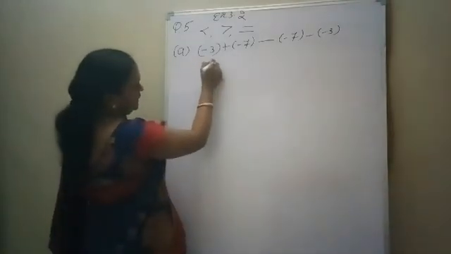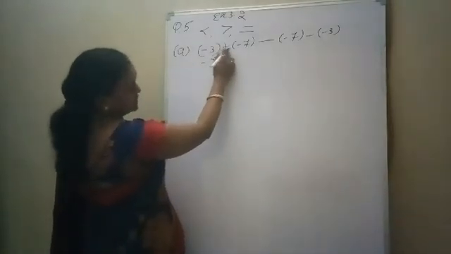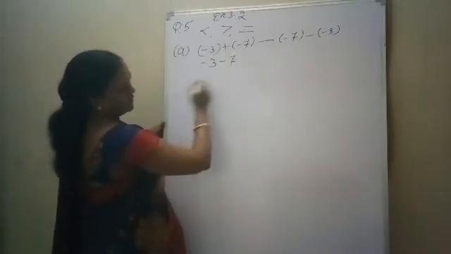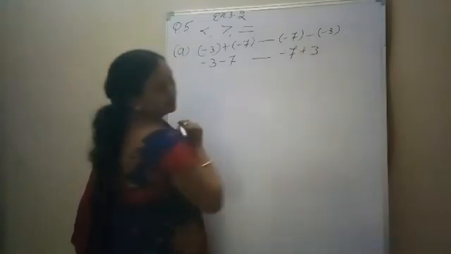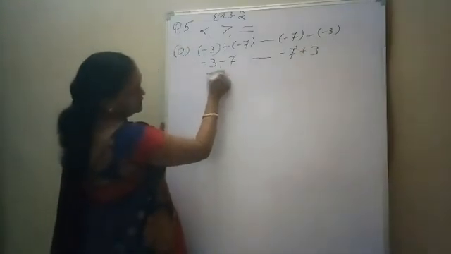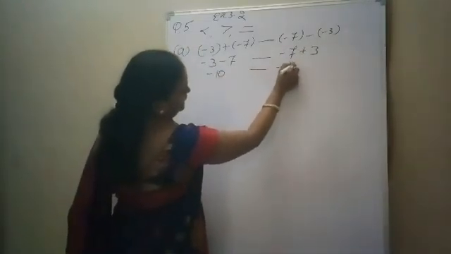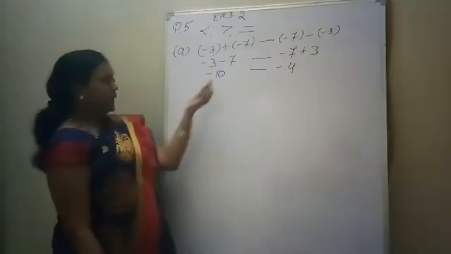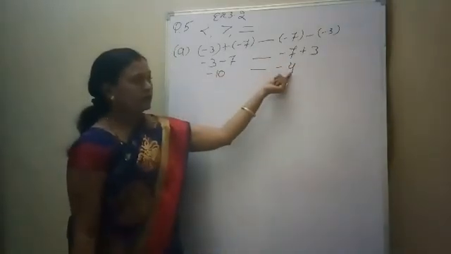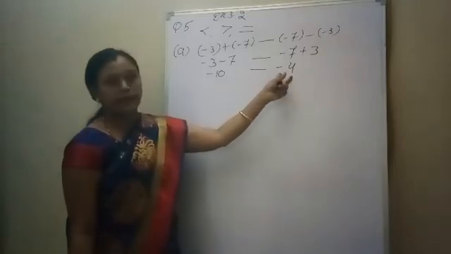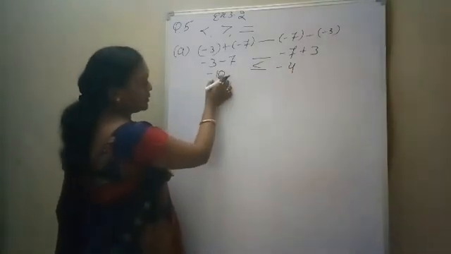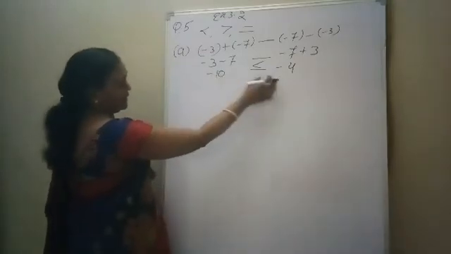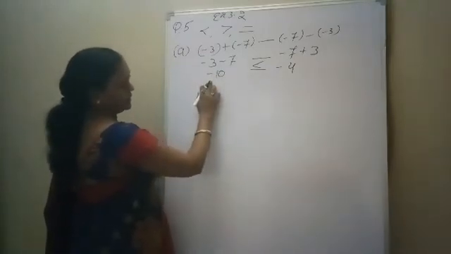First here, minus 3, this is plus 4, plus and minus of 7, then minus 7, minus and minus is plus of 3. So our answer is minus 10 and it is minus of 4. In negative integers, a small number with a negative sign is always bigger than the bigger number with the negative sign. Minus 4 is bigger than minus 10.